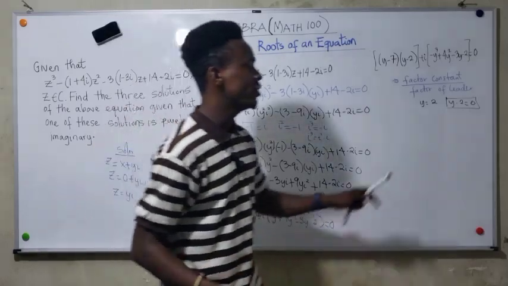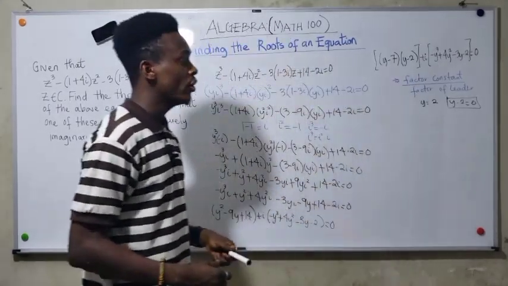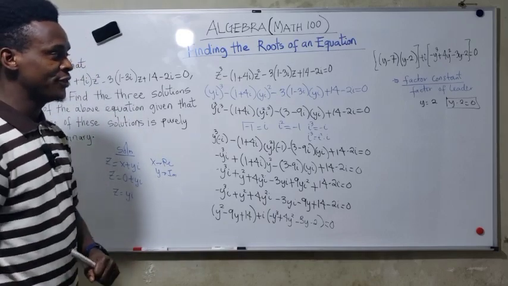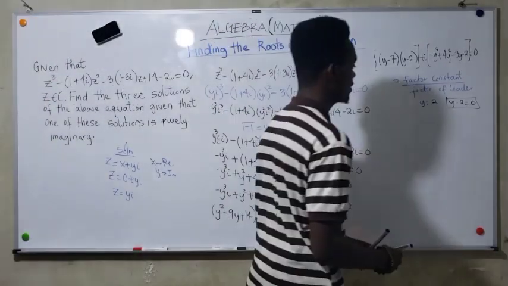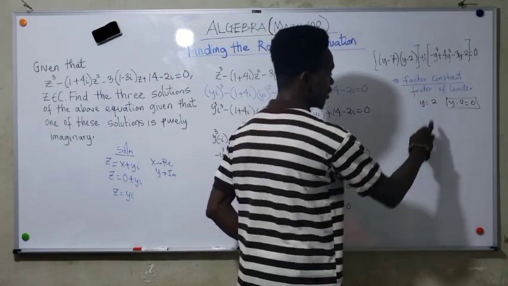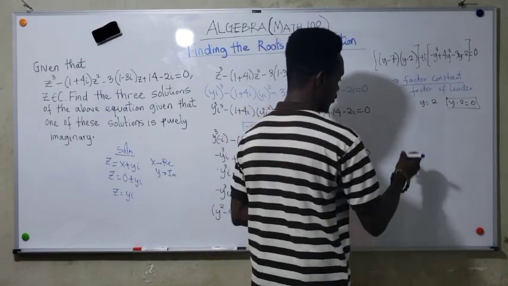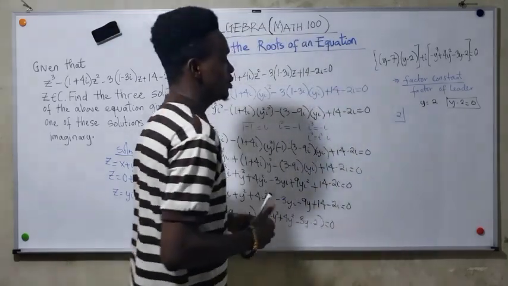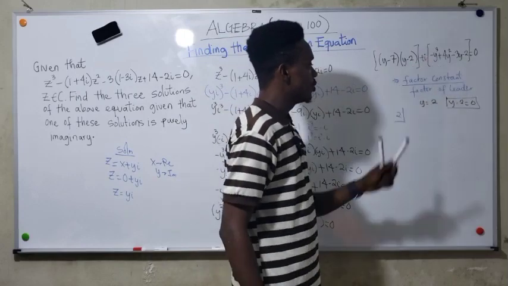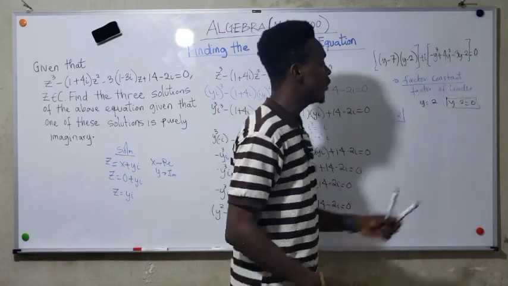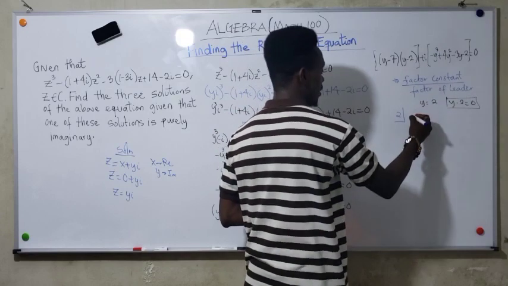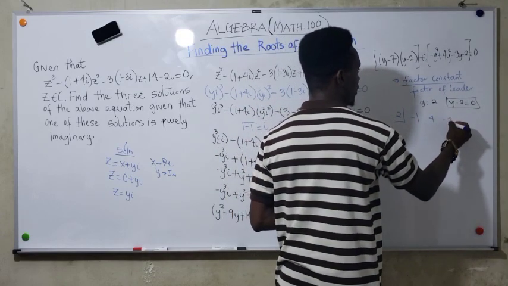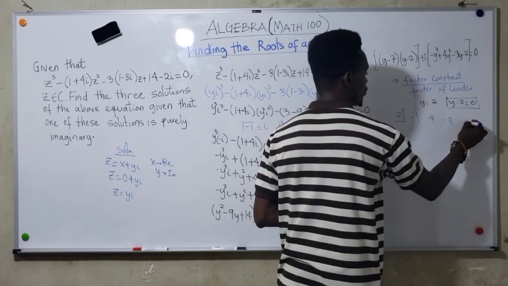To find the remaining factor of this cubic equation, we use long division or synthetic division. So let's use synthetic division. Synthetic division says that we look at the value here. The value here is 2, right? With the first factor, so we take 2. Our value is 2. So we look at the coefficients of the cubic equation. Our coefficients here are what? Minus 1, positive 4, minus 3, and what? Minus 2.